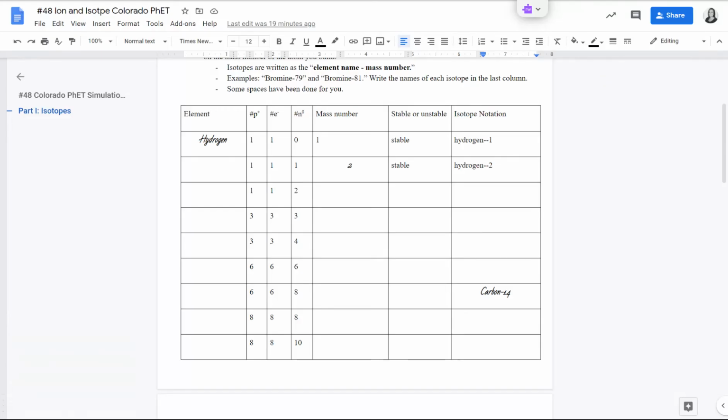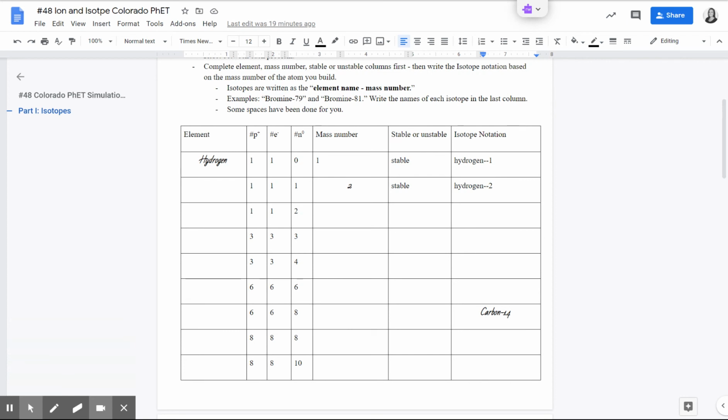If we go back, we can say that they're both hydrogen atoms. The first one had a mass of 1. The second one had a mass of 2. They were both stable. In the isotope notation, all you need to do is write the name with a dash and then the mass number. So hydrogen-1, hydrogen-2. And I would predict that this third one, because it still has 1 proton, is still going to be hydrogen. It's going to have 1 proton and 2 neutrons, so I think its mass will be 3. I might guess it'll be unstable.